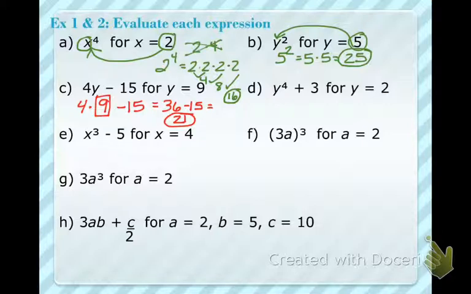All right. Next one. We have y to the 4th plus 3. So we're going to plug in 2 for y. So it's going to be 2 to the 4th plus 3. 2 to the 4th, we have the answer on A, which is really nice of them to do that. So that would be 16 plus 3, which is 19.